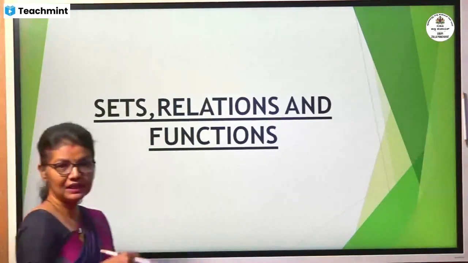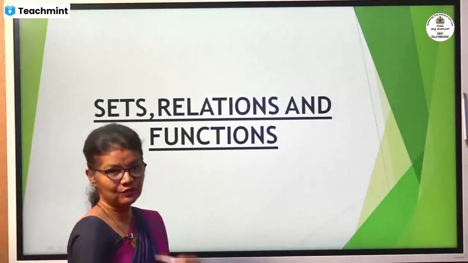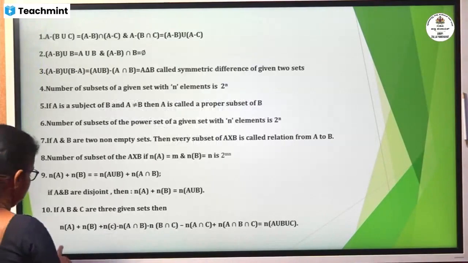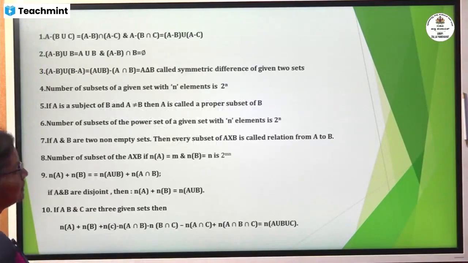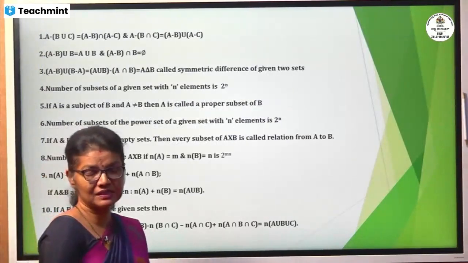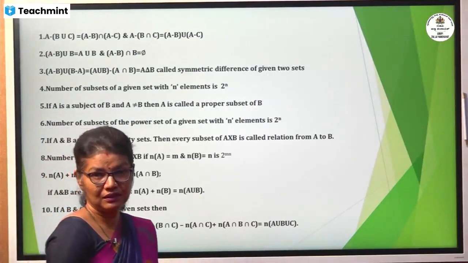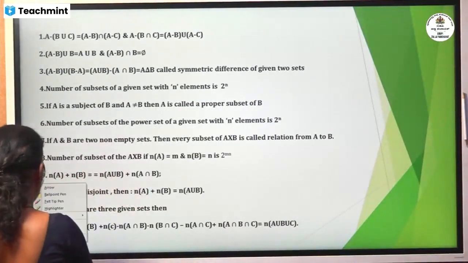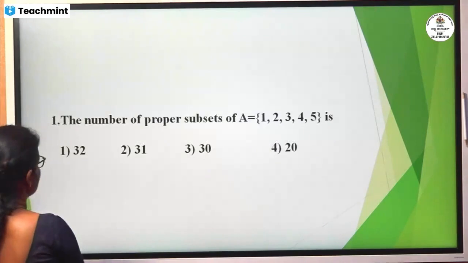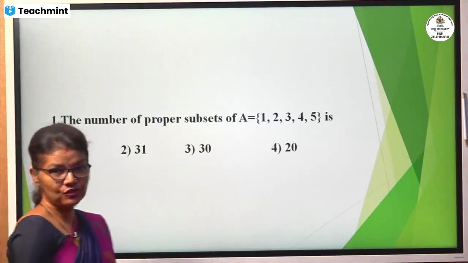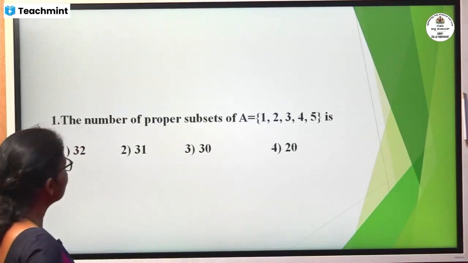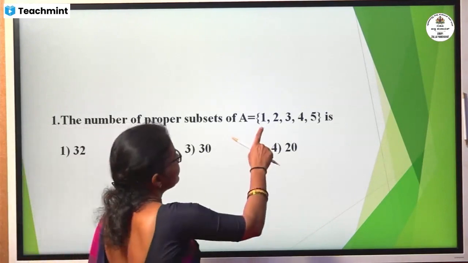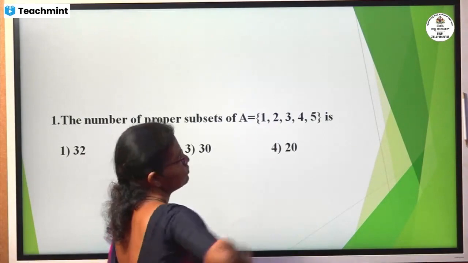Now we'll consider the questions one by one. All these are the synopsis, meaning basic things you have learned in the regular classes. So we'll consider the first question. The number of proper subsets of set A containing the elements 1, 2, 3, 4, 5.